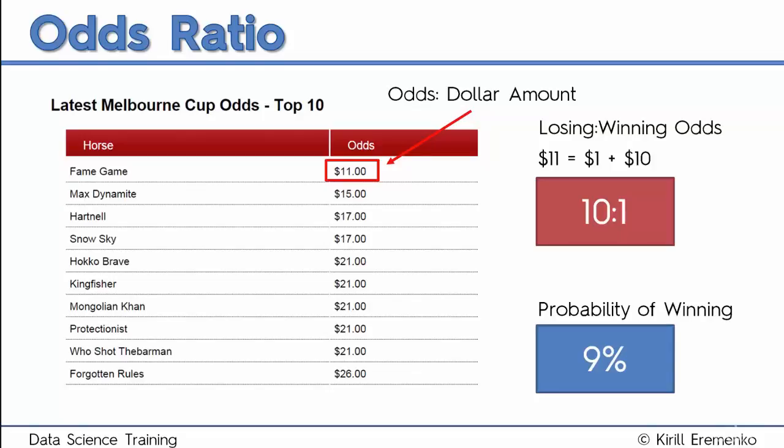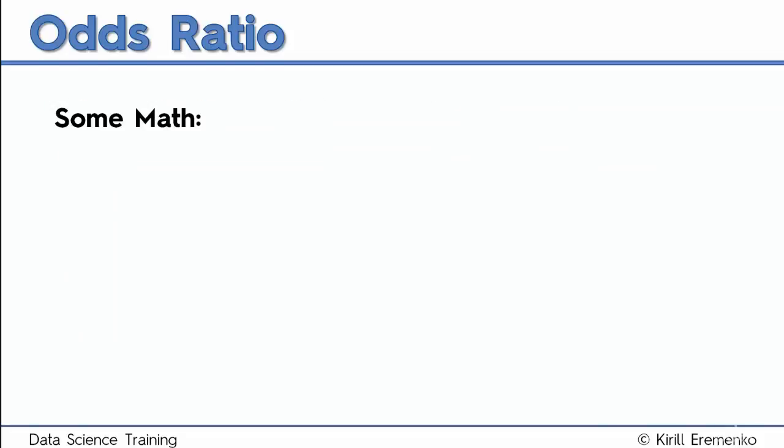Now let's cement all of this by putting it into a formula. So some math. What did we do just there? If we assume that losing to winning odds is given by this ratio L to W, then what we did just there was probability of winning equals W divided by W plus L. So if we take 1 minus probability of winning, it will give us L divided by W plus L.